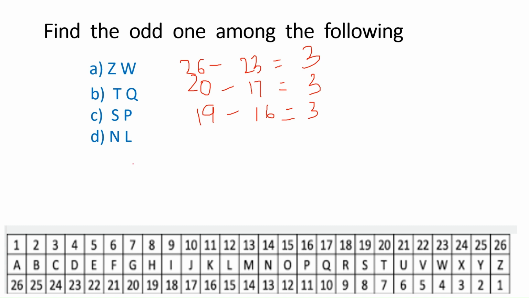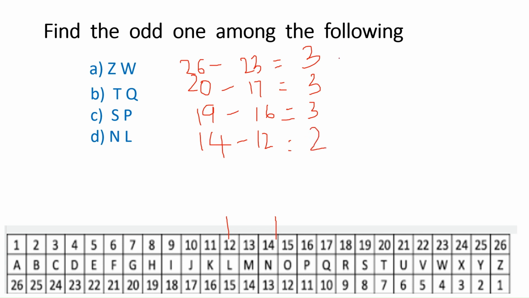Now let us see the last option, that is N. What is the value of N? Here it is, that is 14. 14 minus L. What is the value of L? That is 12. 14 minus 12 is nothing but 2.